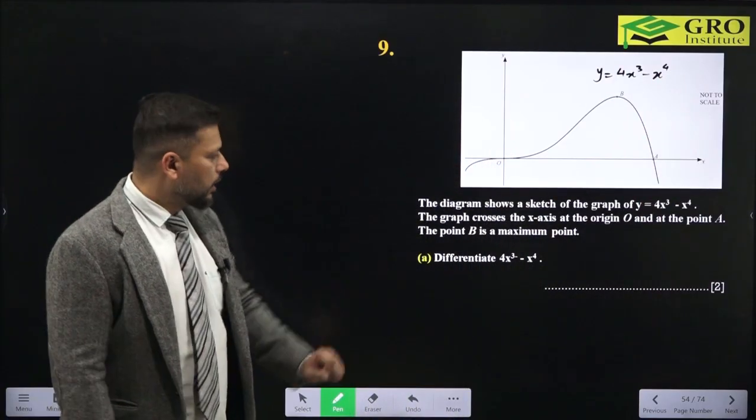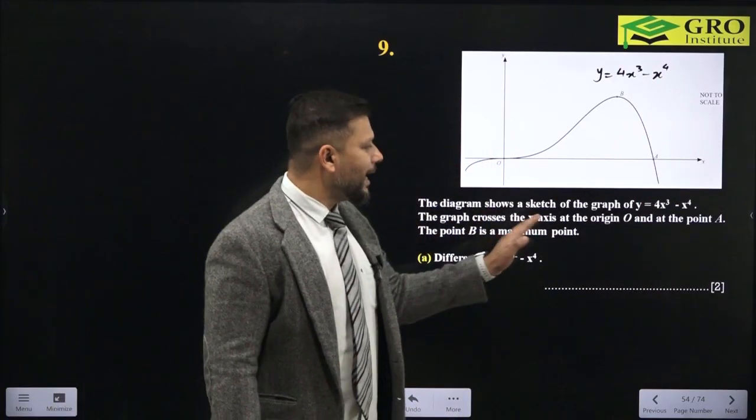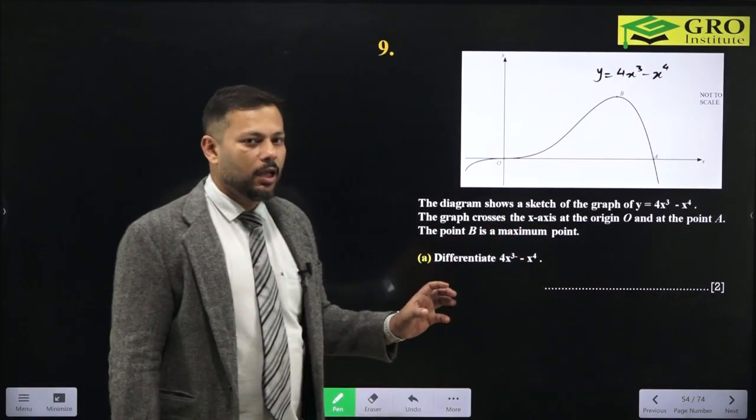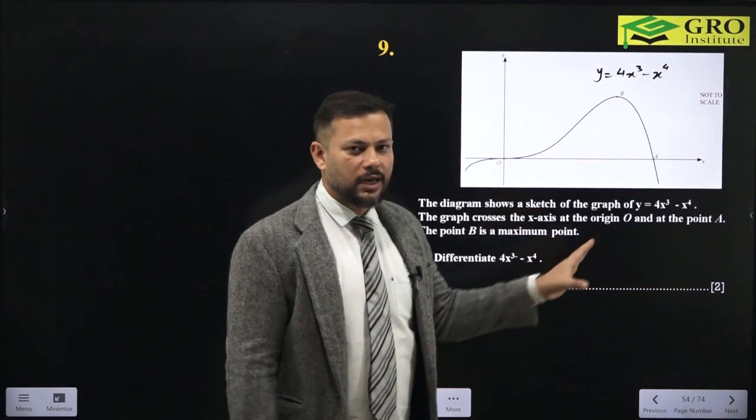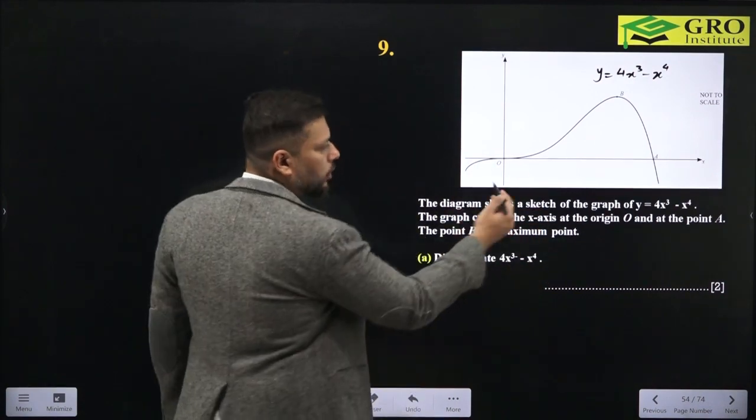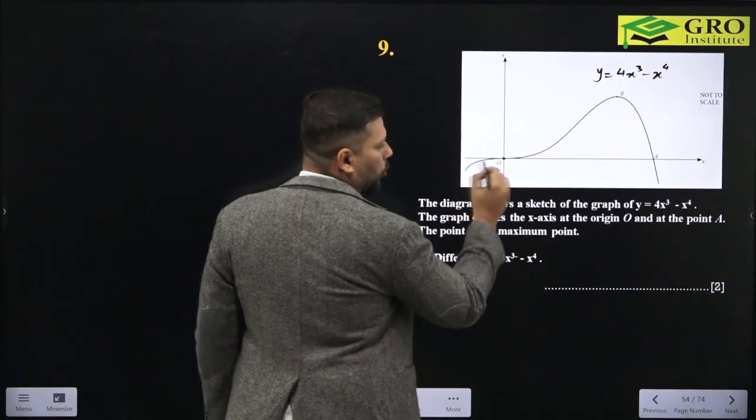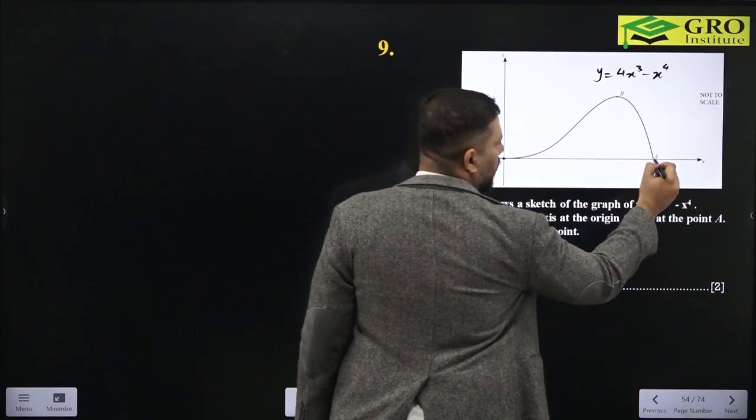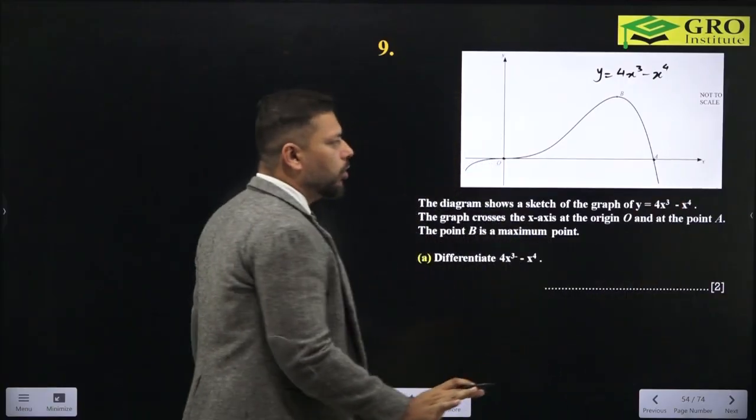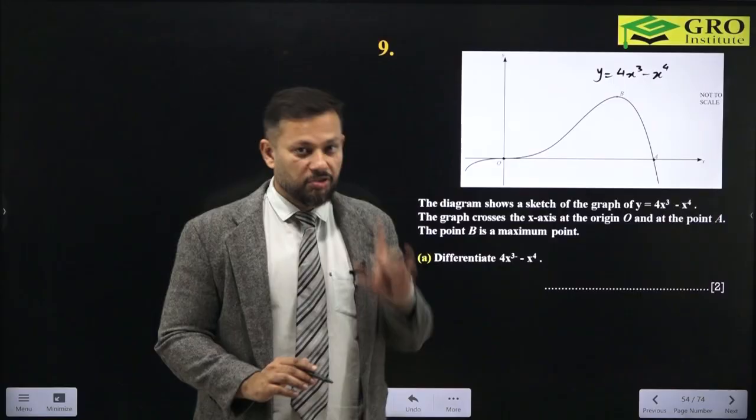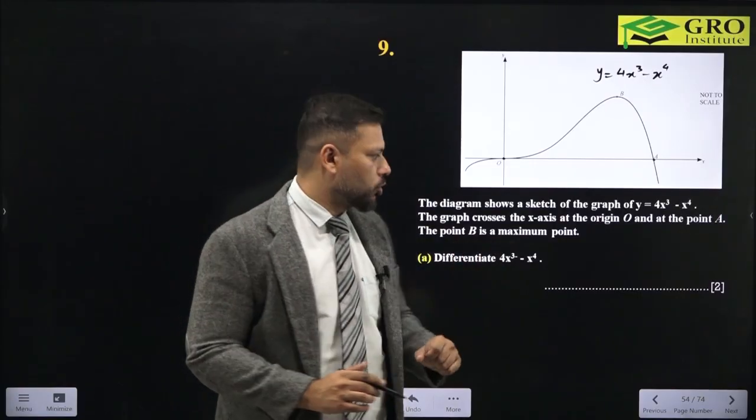This is the graph. Now the graph crosses the x-axis at the origin and at point A, and we can even visualize in this graph that it is touching the x-axis at 2 points. One point is the origin, that is O, and the other point is A. And we know that on the x-axis the coordinate of y is going to be 0. So we will use that later on.